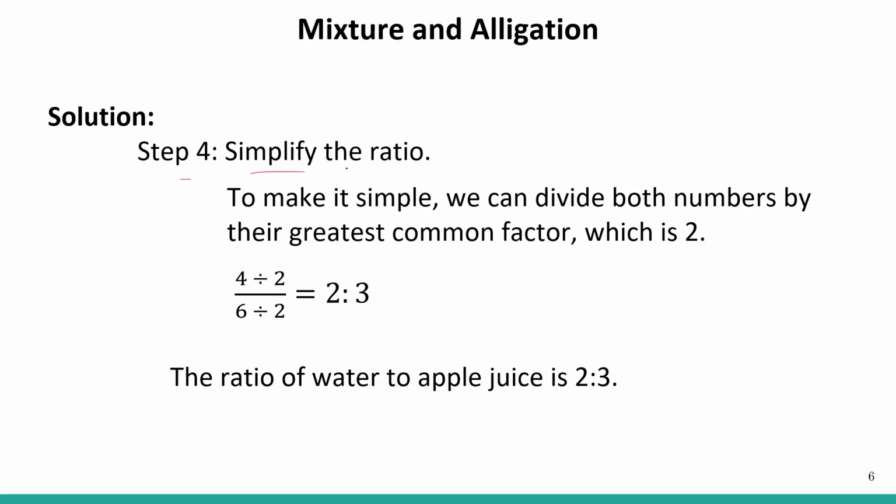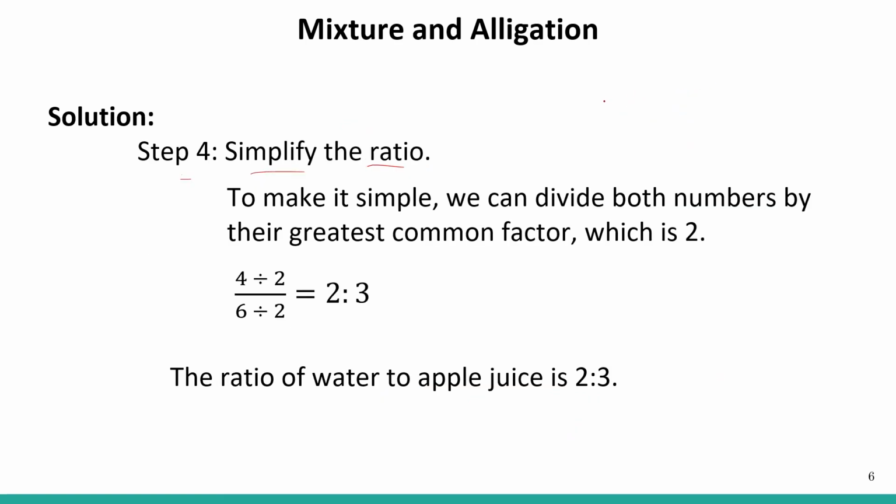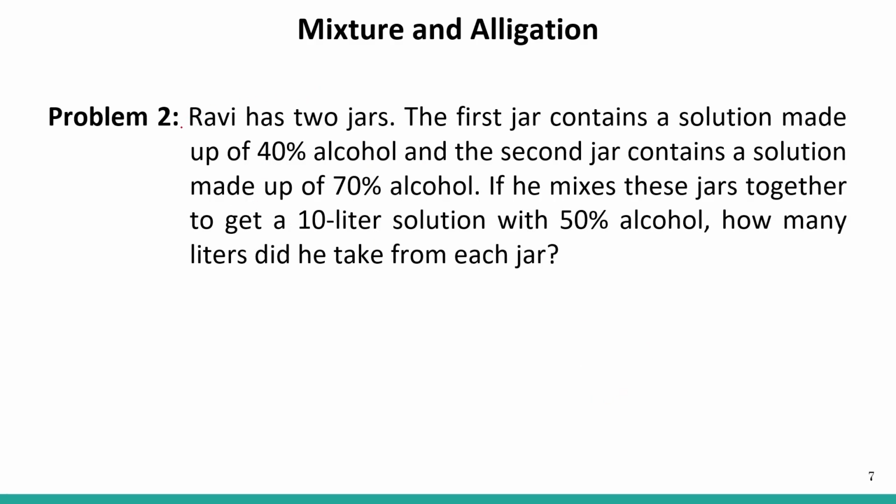Let's go forward with the next step, simplifying the ratio. The GCD of 4 and 6 is 2. That is why we can divide 4 by 2 and 6 by 2, and we are left with 2 by 3. Same answer. So the ratio of water to apple juice is 2:3. Let's go forward with problem number 2.